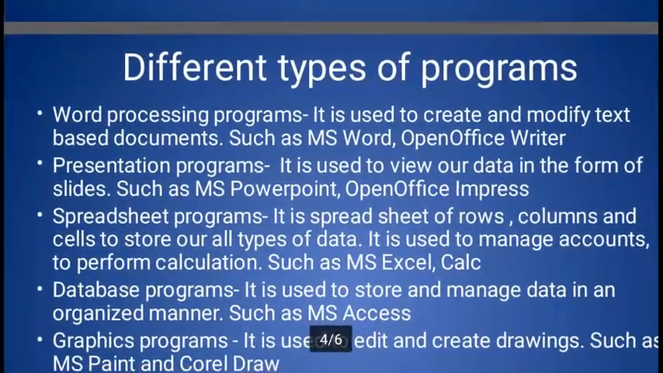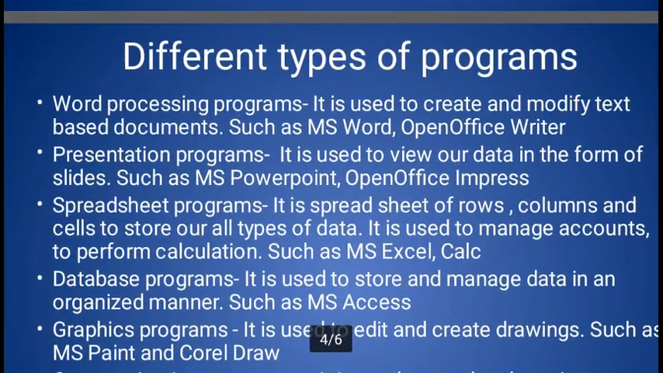Okay, now different types of programs. In our computer we can use different kinds of software for different purposes. Here I am showing some day-to-day software programs. Word processing programs we generally use to type our letters, notes, general memos, applications, etc. A word processing program is used to create and modify text-based documents, such as Microsoft Word and OpenOffice Writer.